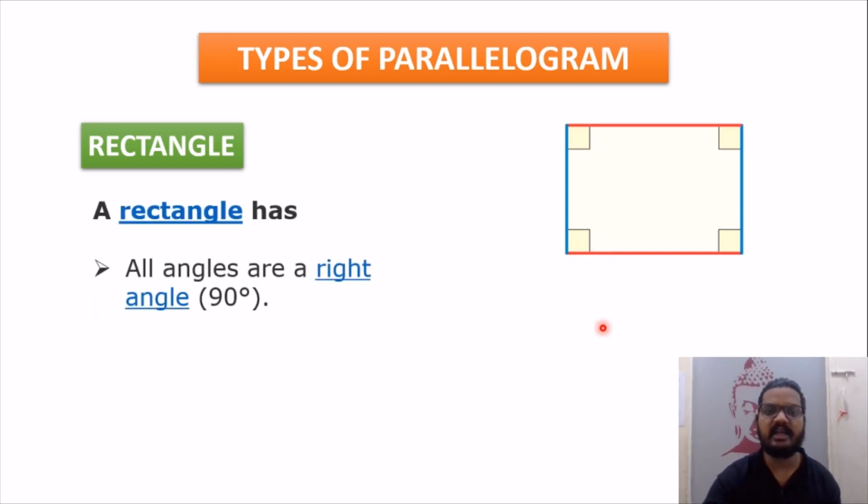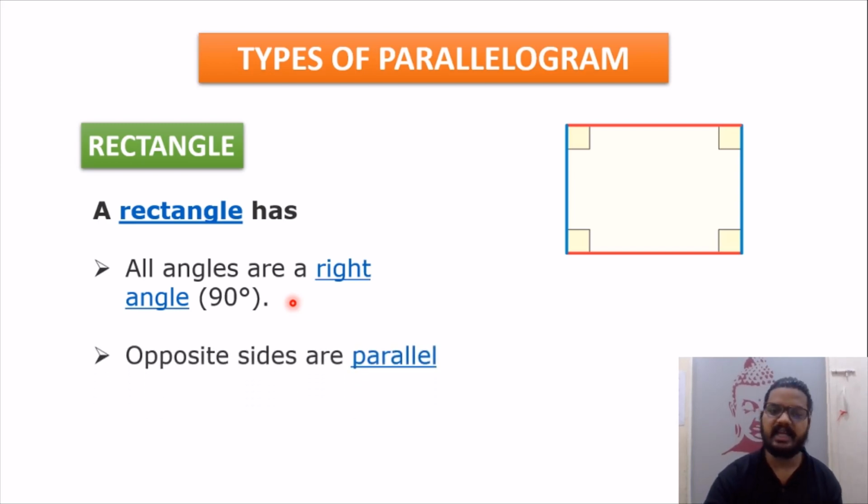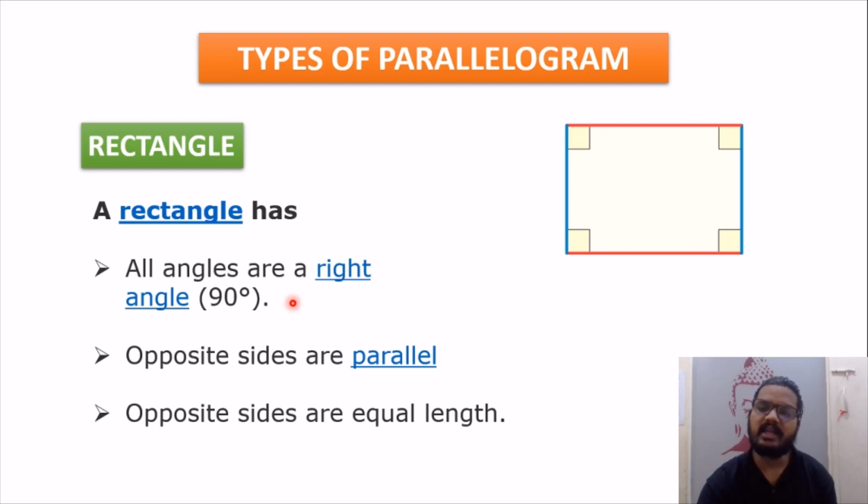So rectangle has all angles as 90. Therefore it is called rectangle. It is taken from the word right angle. So it becomes rectangle. So all the angles are right angle. The opposite sides are parallel as well as equal. So this is how a rectangle look like, and these are the property of a rectangle.